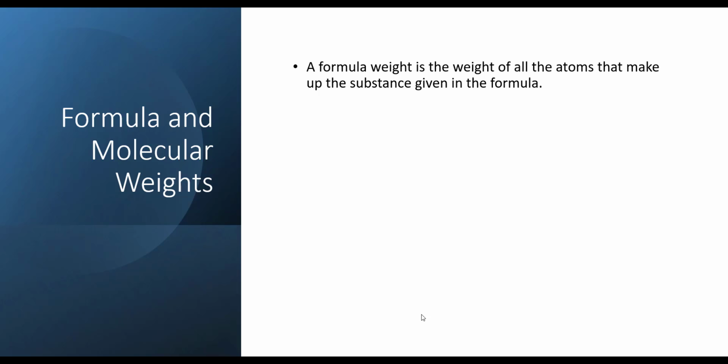Formula weights are pretty straightforward. Formula weight is just the weight of all the atoms that make up a substance in a given formula. You can probably think of it as the weight of all the atoms in a molecule. We say in a given formula, because some of the formulas don't represent actual molecules but ionic compounds.